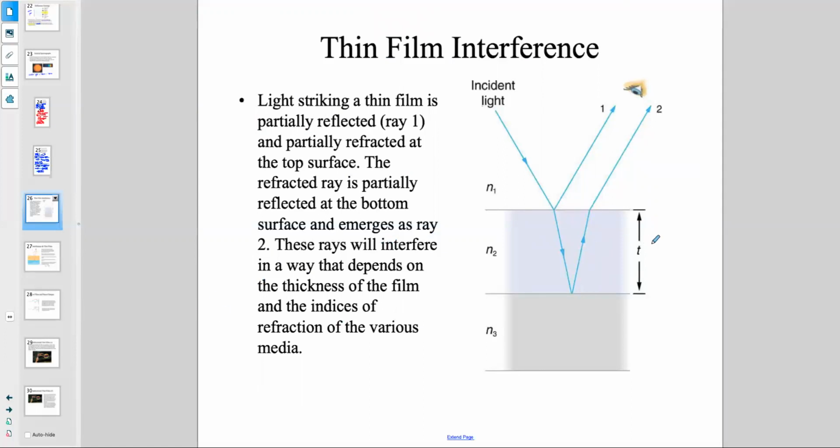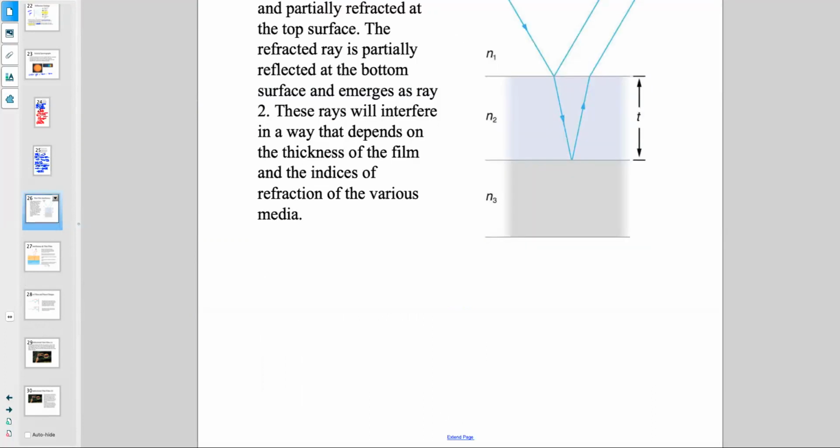Not only is the thickness important, but also n1 and n2, because we have seen in chapter 26 how they are related to one another. Remember Snell's law: n1 sine theta 1 is n2 sine theta 2.